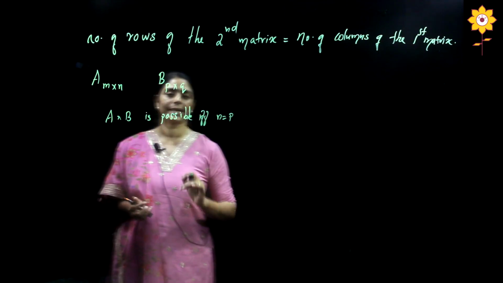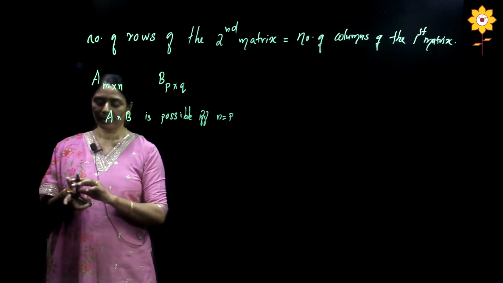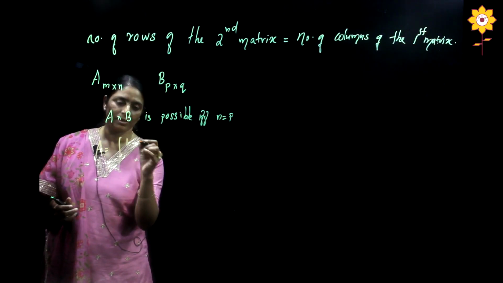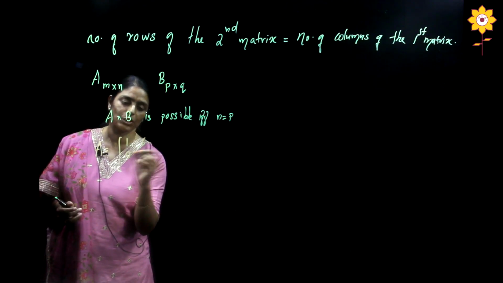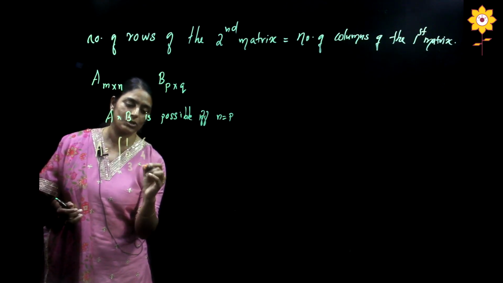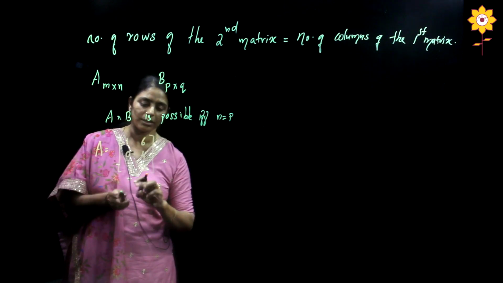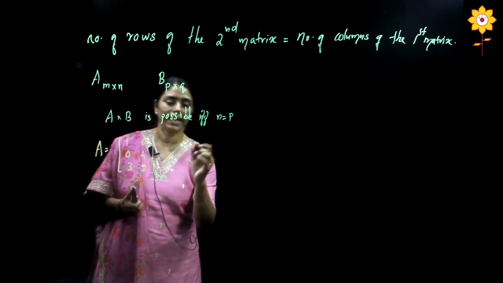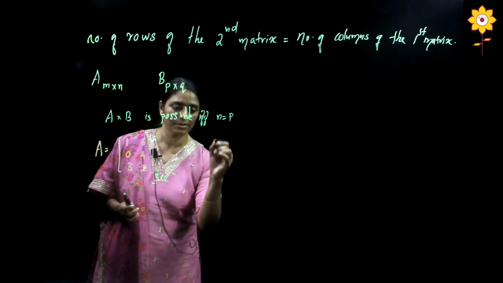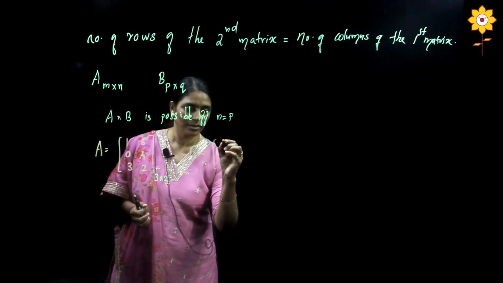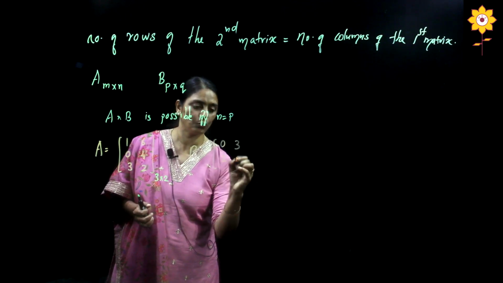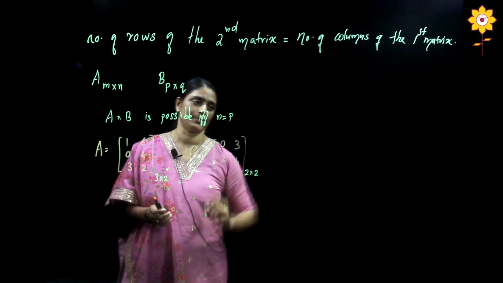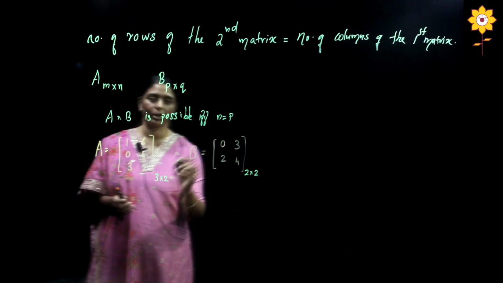Now, let us consider an example. Let us take A is equal to the matrix 1, 6, 0, 4, 3, 2 of order 3 rows and 2 columns, and B is another matrix. It has 0, 3, 2, 4, that means 2 rows and 2 columns. Then what will be the product?